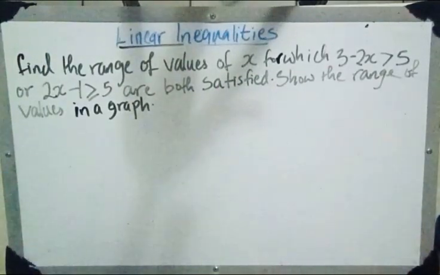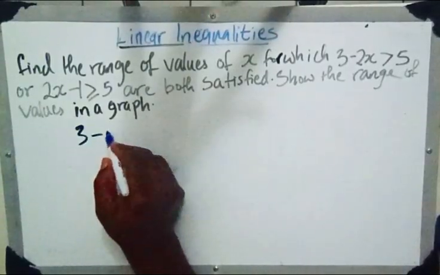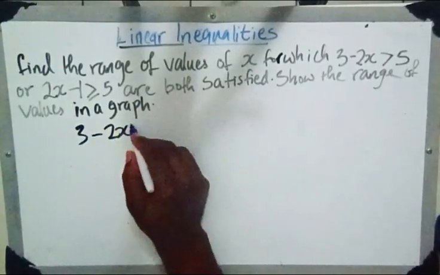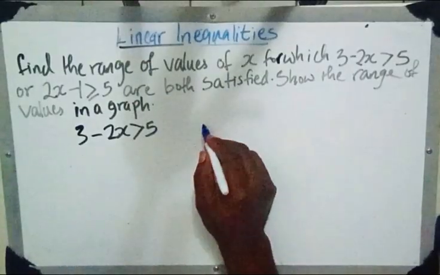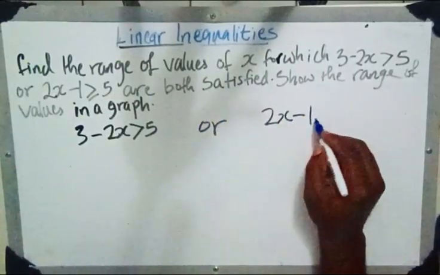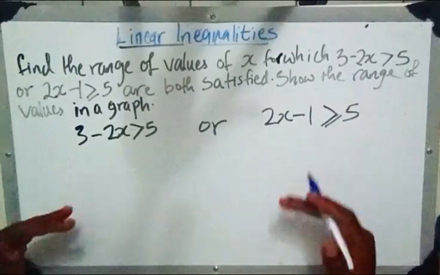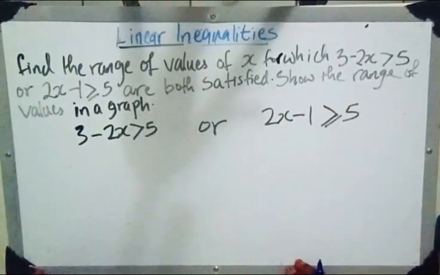Now what do I mean? So on the one hand, I'm going to write down 3 minus 2x greater than 5 or 2x minus 1 greater than or equal to 5. Now when I simplify them and get the values of x, I'm simply going to show it in a graph, and I'm going to show those regions in the graph where it satisfies both inequalities.